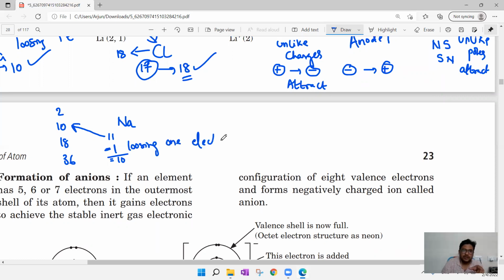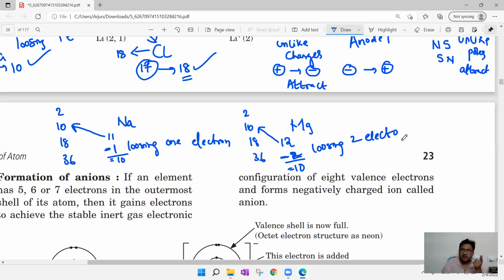I'll tell another example. Magnesium. Magnesium's atomic number is 12. Is 12 stable? We have to compare with the numbers: 2, 10, 18, 36. Is 12 in that list? No, it is not there. What do we have to do? We have to go with the nearest stability number. For 12, the nearest stability number is 10. Now 12 has to become 10. How? Minus 2. 12 minus 2 is equal to 10. What is this minus representing? Minus is representing losing. And 2 is representing losing 2 electrons. Magnesium, after losing 2 electrons, becomes 10, so that it will become stable.